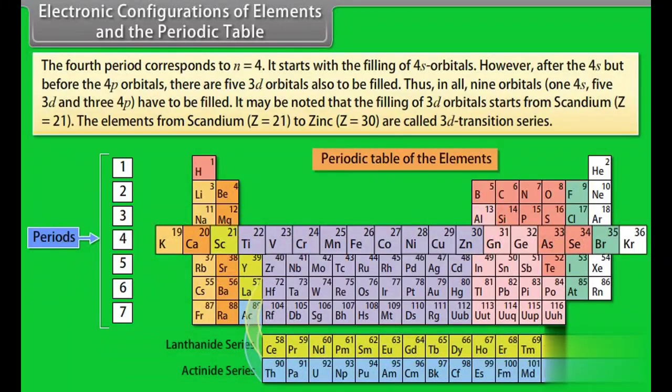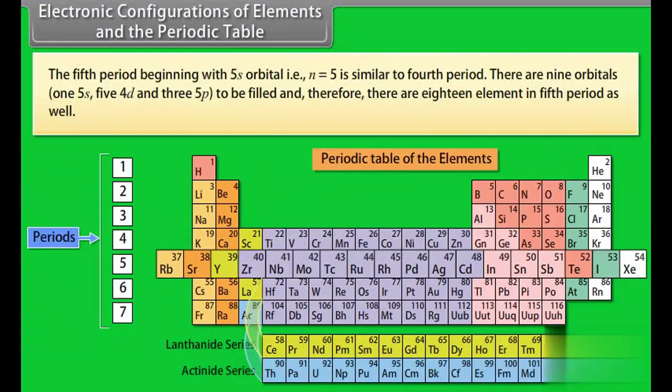However, after the 4s but before the 4p orbitals, there are 5 3d orbitals also to be filled. Thus, in all, 9 orbitals, 1 4s, 5 3d and 3 4p, have to be filled. It may be noted that the filling of 3d orbitals starts from scandium, atomic number equals 21. The elements from scandium, atomic number 21, to zinc, atomic number 30, are called the 3d transition series. The fifth period, beginning with the 5s orbital, that is, n equals 5, is similar to the fourth period. There are 9 orbitals, 1 5s, 5 4d and 3 5p, to be filled, and therefore there are 18 elements in the fifth period as well.